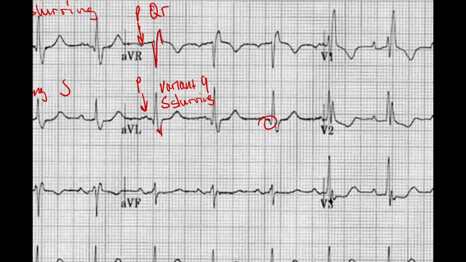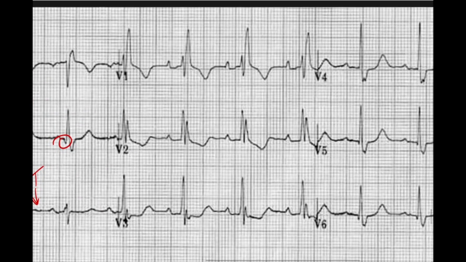In aVF, we know that an upright P wave is the norm, but it seems we have some biphasic P waves. The QRS complex is isoelectric, which is fine. And we have upright T waves as it should be. So not too much going on in aVF.